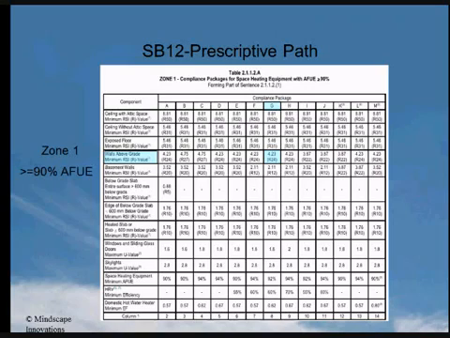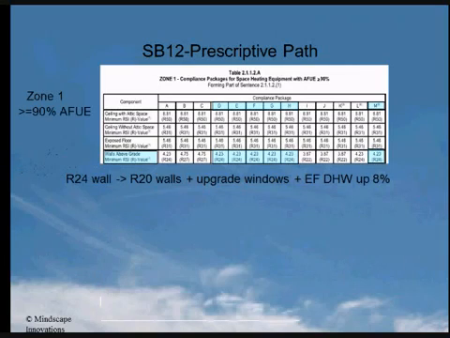The exception to this is laid out in section 2.1.1.2, sentence 7, which provides a trade-off for packages D, E, F, G, H, or M, where those packages are allowed to reduce their wall insulation to R20, provided they increase the energy efficiency of their windows by 1 Energy Star zone and increase the energy factor of their water heater by 8 percentage points.